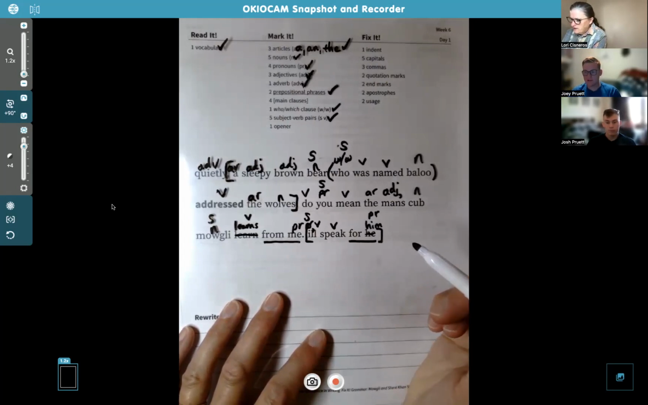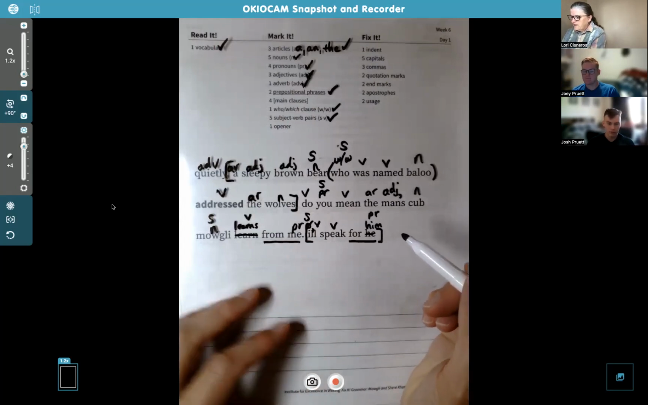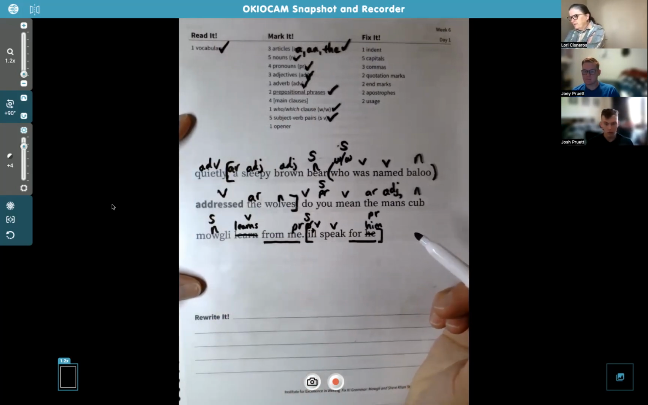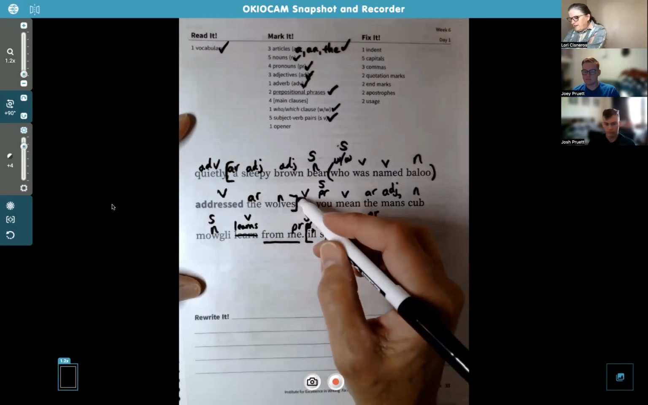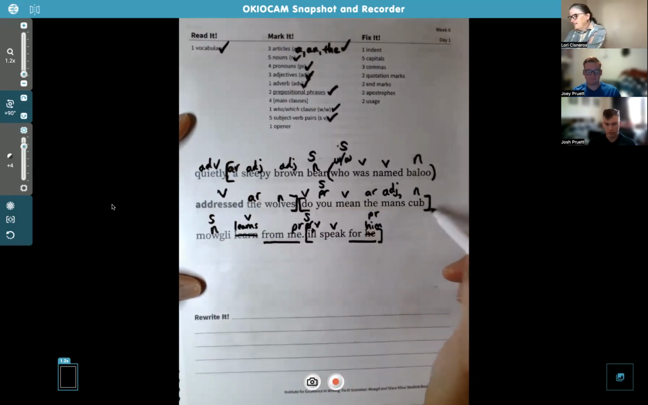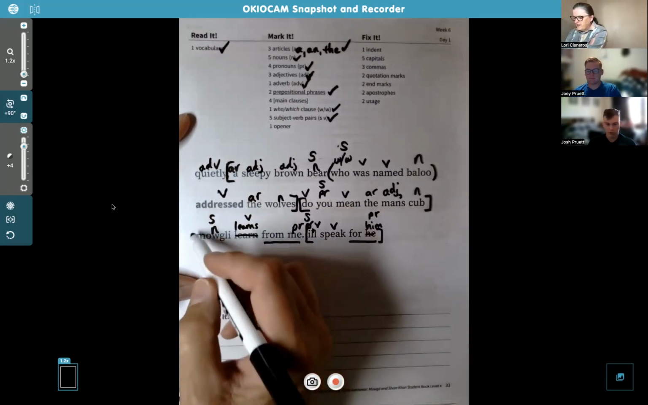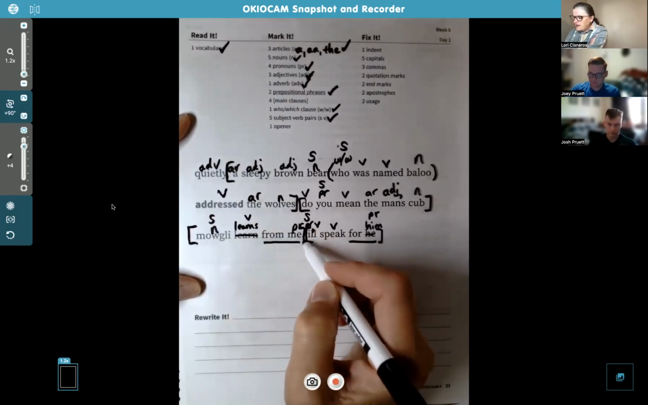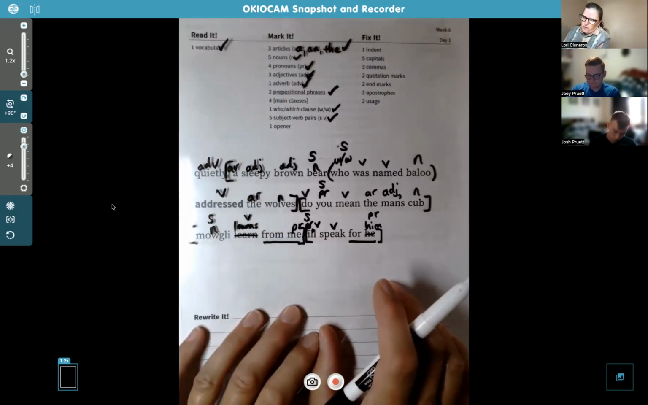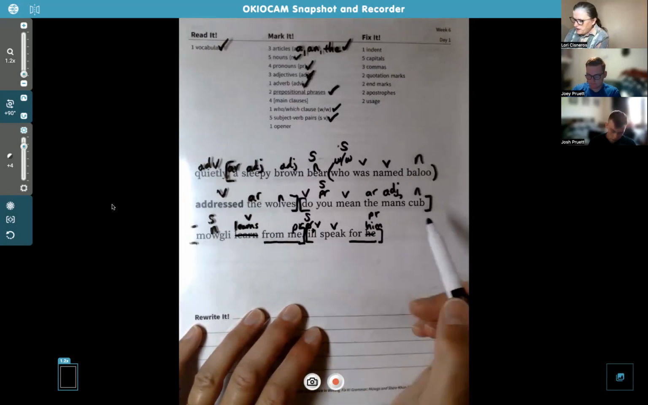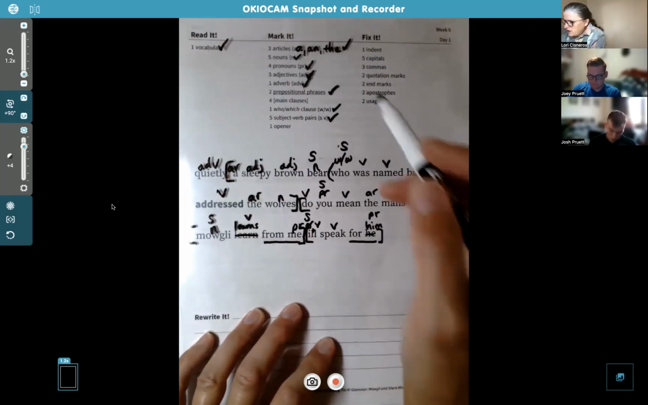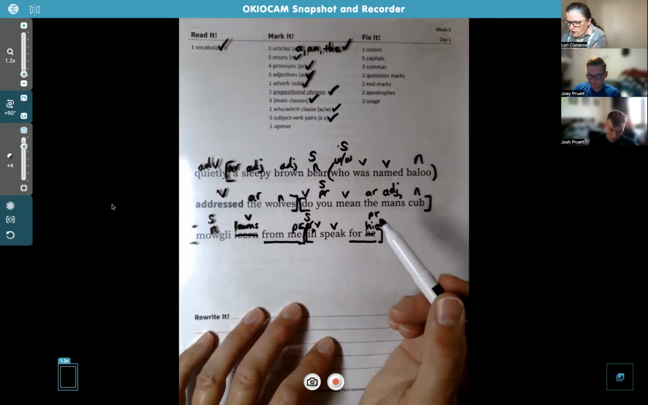Josh, do you mean man's cub? Yes. Good. Mowgli learns from me. Good. So notice they all have their own subject verb pairs, and that's why that one was split up. But you got that. And then we have one opener.